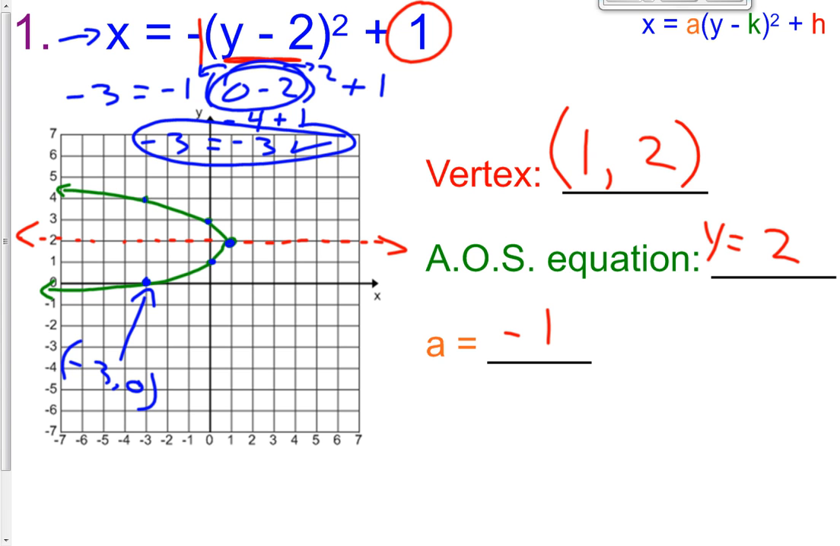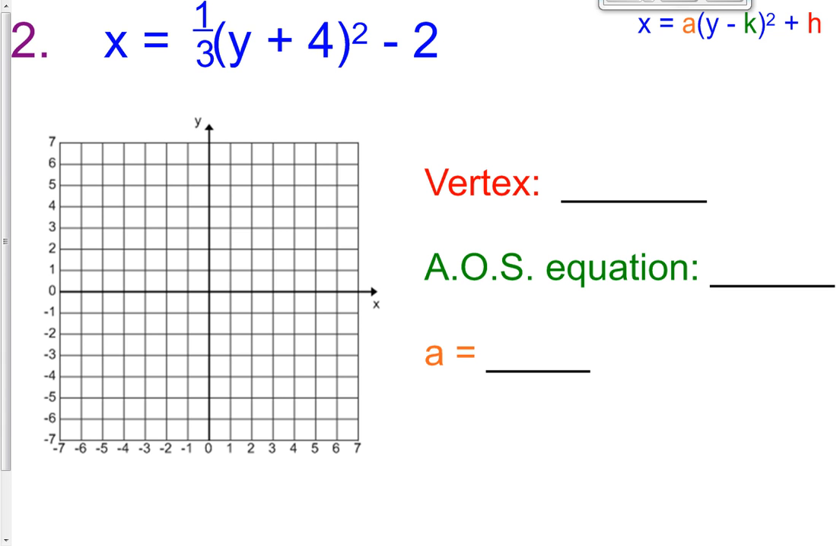Let's practice problem number 2. Slightly more difficult. Your vertex is at h, k. So here's your h value. It's at a negative 2. Your k value is right here. It's at a negative 4.